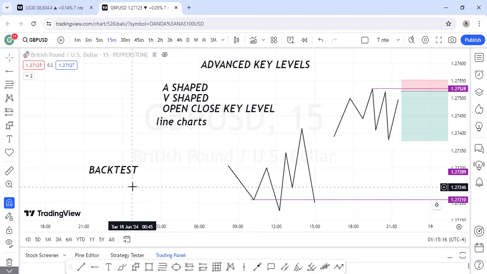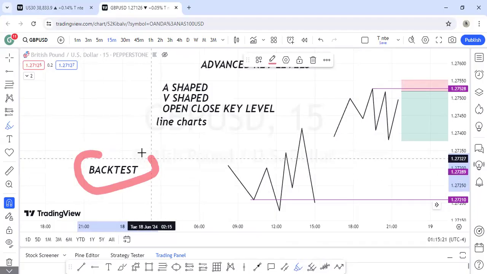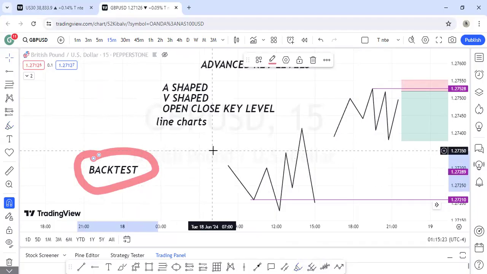All right, so that's basically it. Backtest before you do anything. Don't trade live. Just backtest it, study it, before you actually adopt it, right?